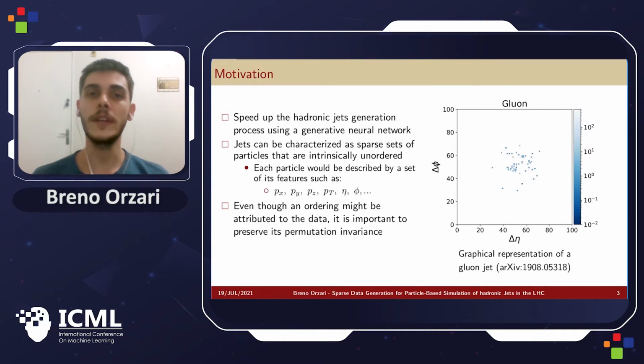as generative neural networks. Some important characteristics of a jet is that it is a very sparse object and it can be described by the properties of its constituent particles' features. One thing to keep in mind here is that even though a list of the constituents might have an ordering in a given dataset, the jet's properties need to be invariant to permutations on the order of these objects.